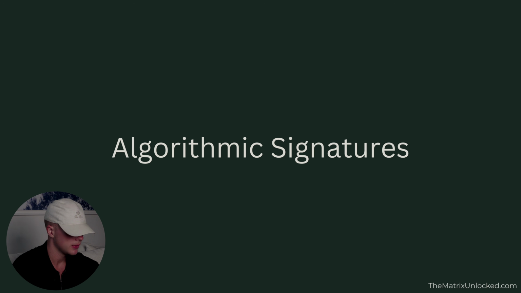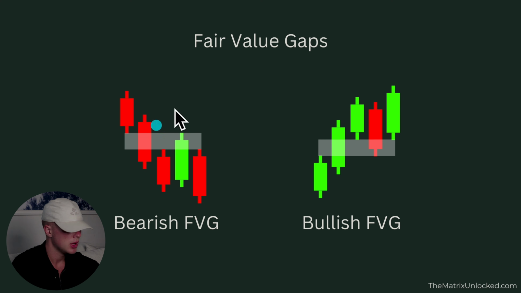Algorithmic signatures. I will now be discussing multiple key algorithmic signatures with you, which you can look for right after watching this course and go into your own charts to investigate. First of all, we're going to be paying attention to fair value gaps. On the left you can see a bearish fair value gap, and on the right you can see a bullish fair value gap. Fair value gaps are imbalances, and what these imbalances look like is the following.